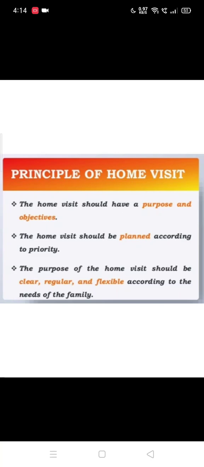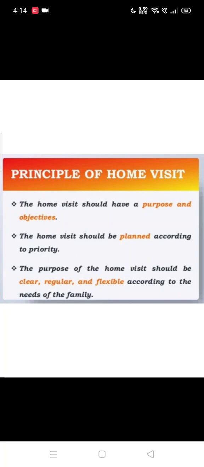Then next, moving towards the principles of home visit. Here the home visit should have a purpose and objectives. It means we should not go to people's homes unnecessarily. So there should be a purpose and there should be objectives. Objective is nothing but what? Goal or aim. The next is the home visit should be planned according to the priority.